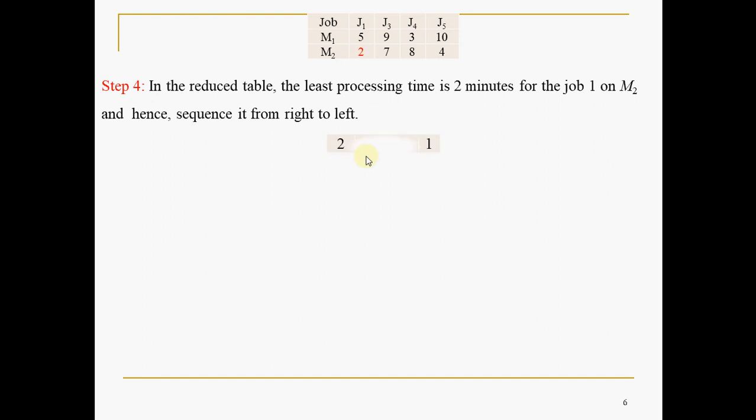By doing so, the updated sequence is 2. You keep this as it is, because you have already sequenced that job.